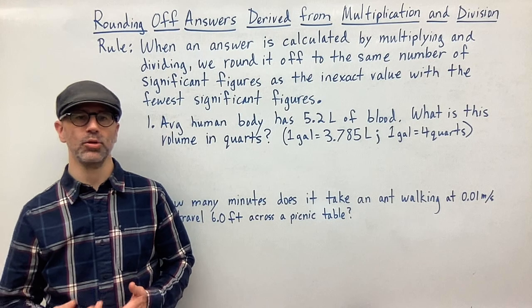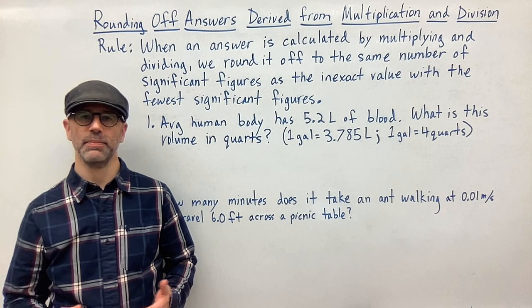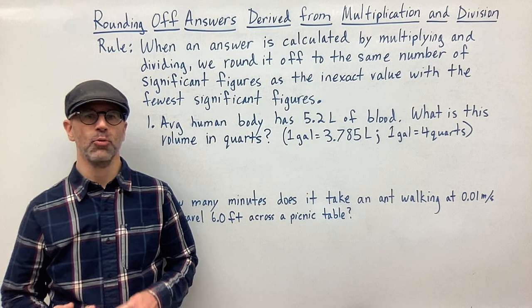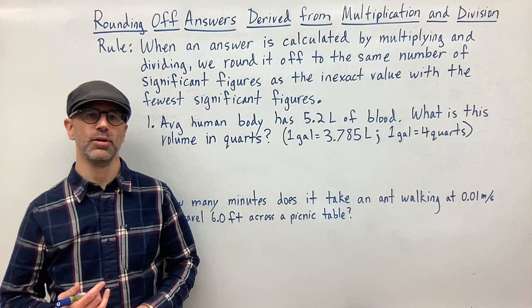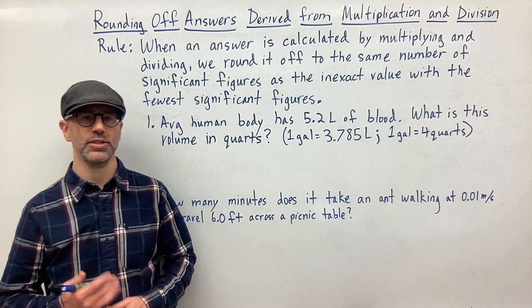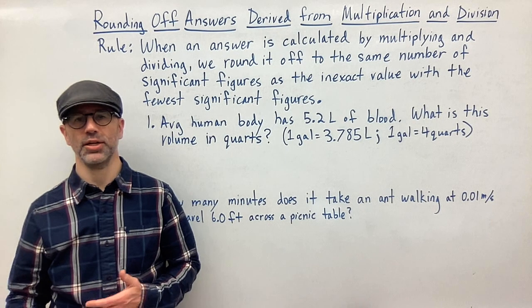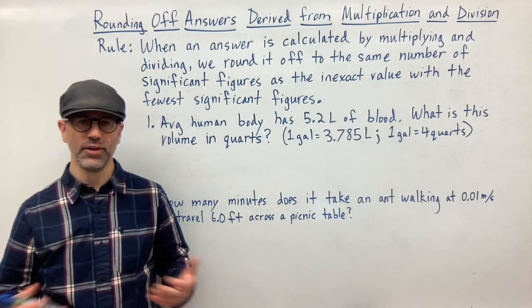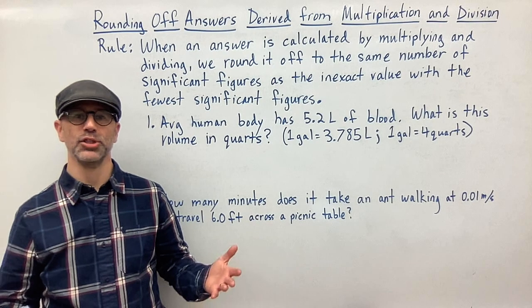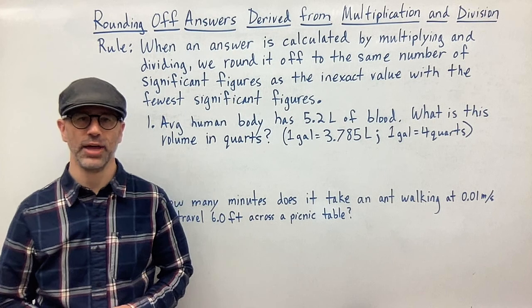So when it comes to multiplying and dividing, the rule is when an answer is calculated by multiplying and dividing, we round off the answer to the same number of significant figures as the inexact value with the fewest significant figures. So what does that mean? Well, let me show you. I'll do a couple of examples and hopefully it'll be clear after that.